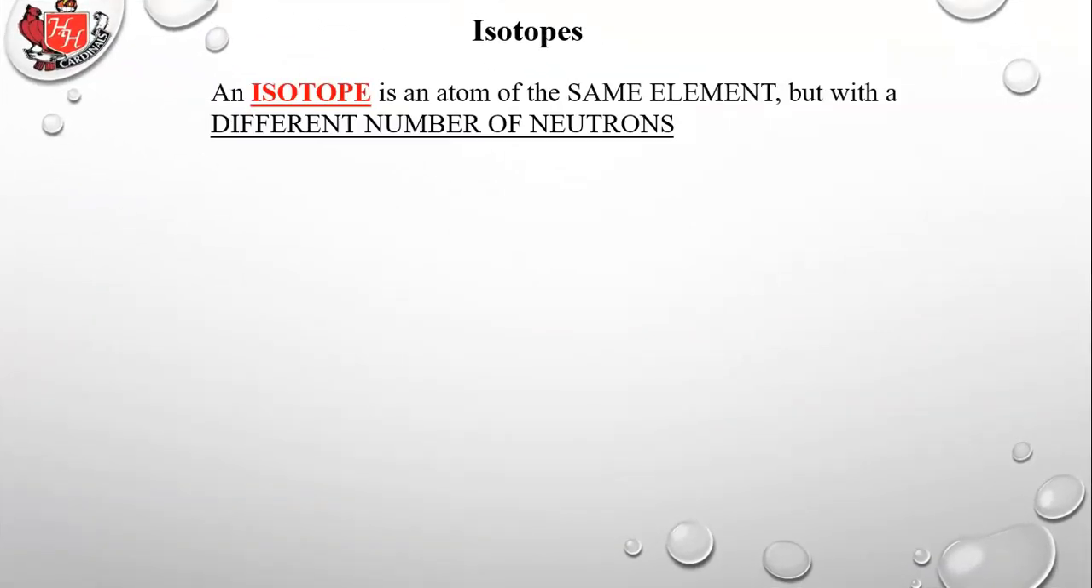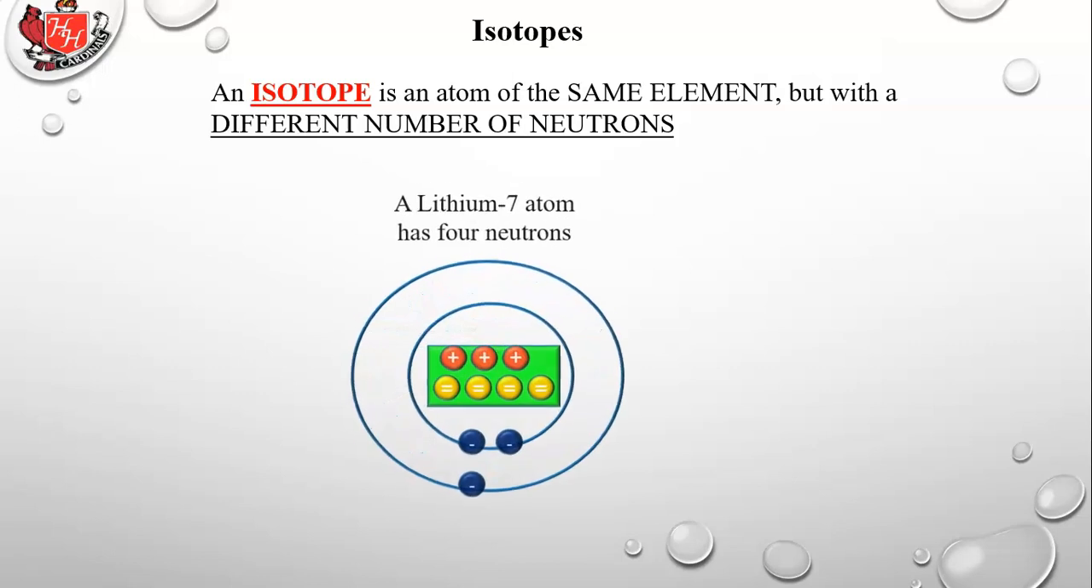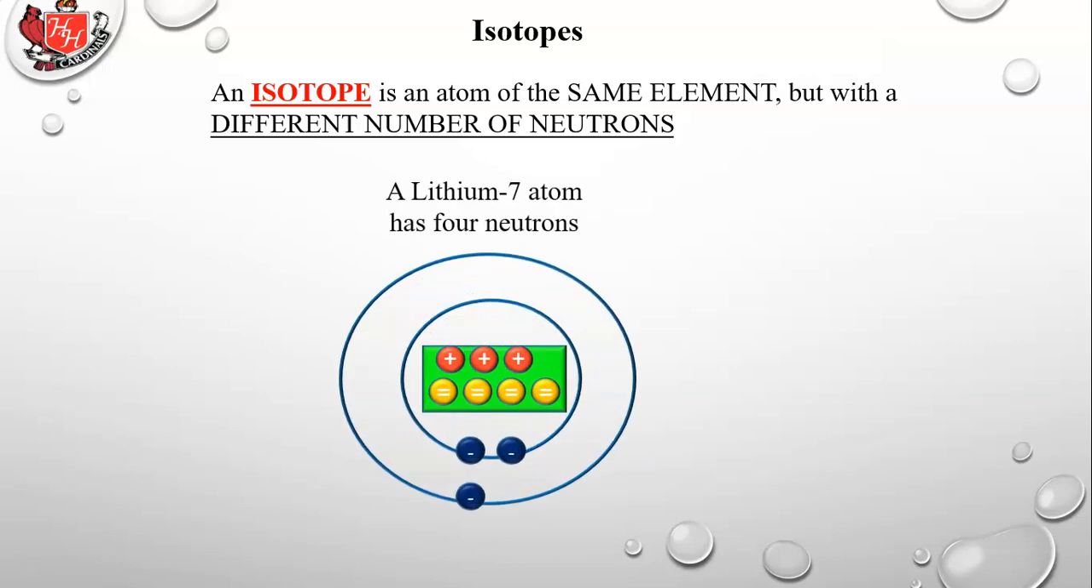An isotope is an atom of the same element, but with a different number of neutrons. So remember, neutrons have no charge, so it doesn't change the charge on the atom. So this is a lithium atom, and it has 3 protons, 3 electrons, and 4 neutrons. So that's a lithium-7 atom because it has 7 what are called nucleons. I don't use that term a lot, but nucleon is the general name for either a proton or a neutron. So it has 7 nucleons, 7 protons or neutrons.